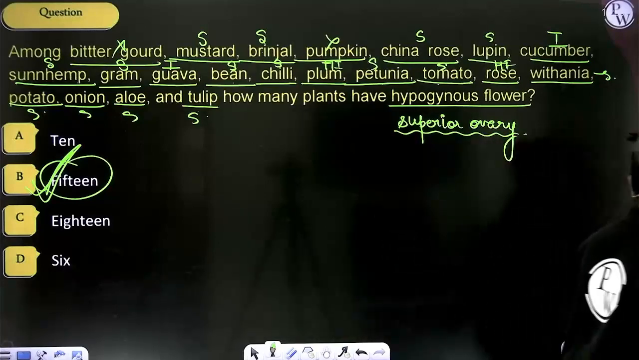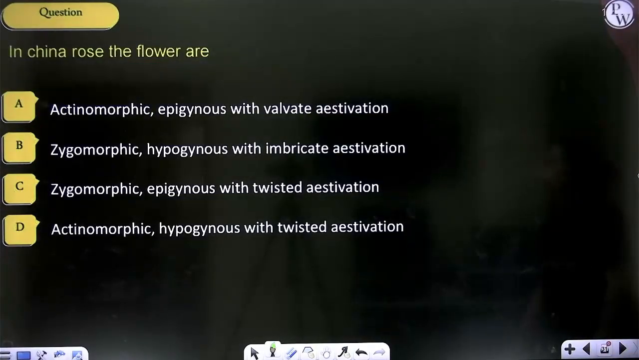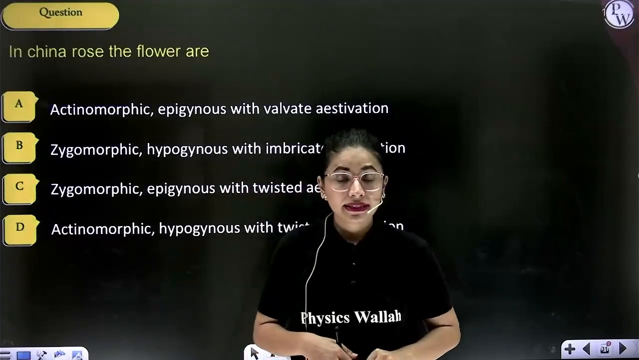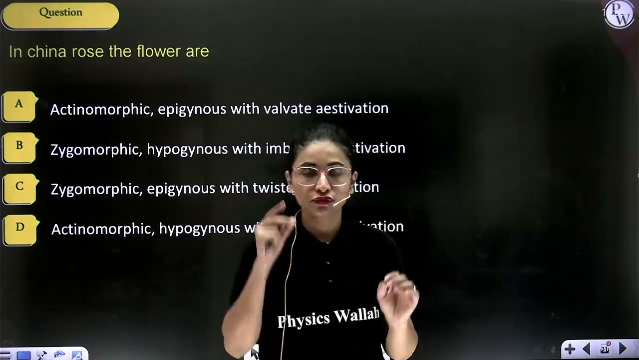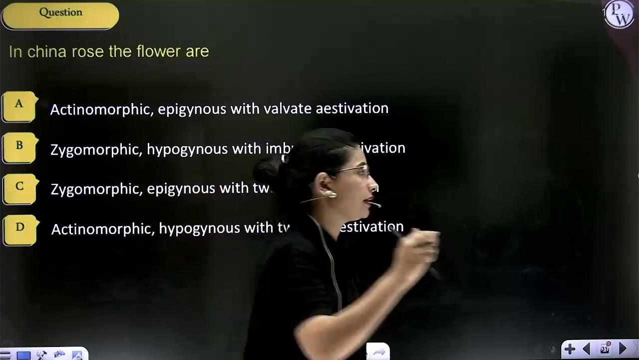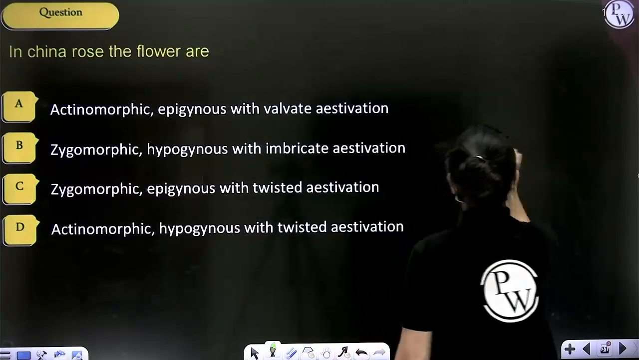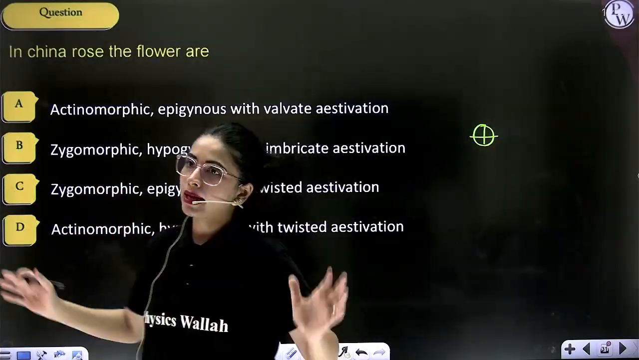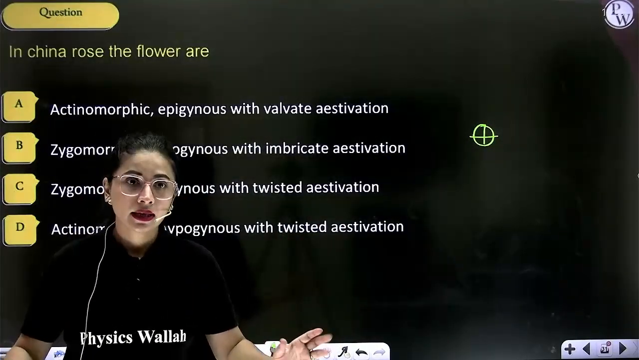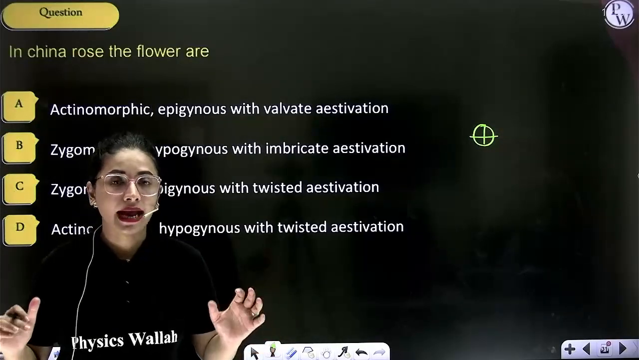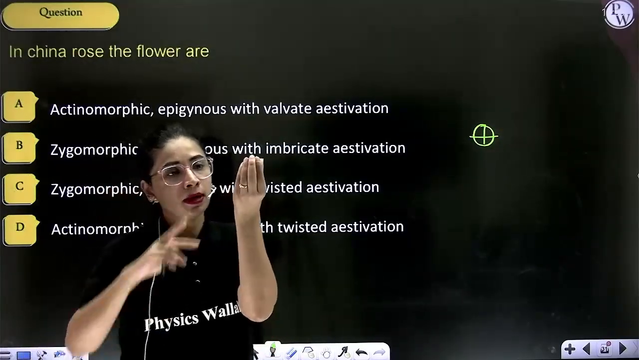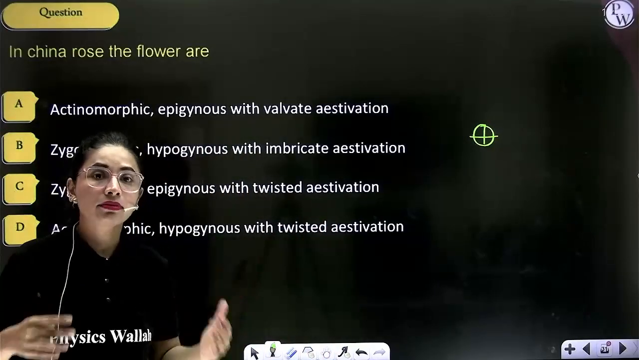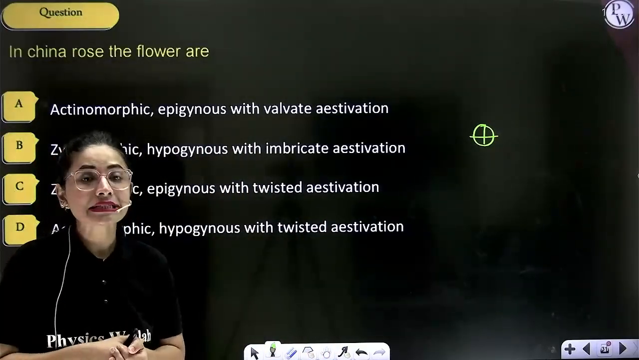Okay? Next question. In China rose, the flowers are... So basically, in China rose, first of all, if I talk in terms of symmetry, then China rose are actinomorphic. That means they can be divided into two equal halves from any plane. Second, they show superior ovary. That means the ovary is at the top and all the three whorls are arising below it. And third, they show twisted aestivation.